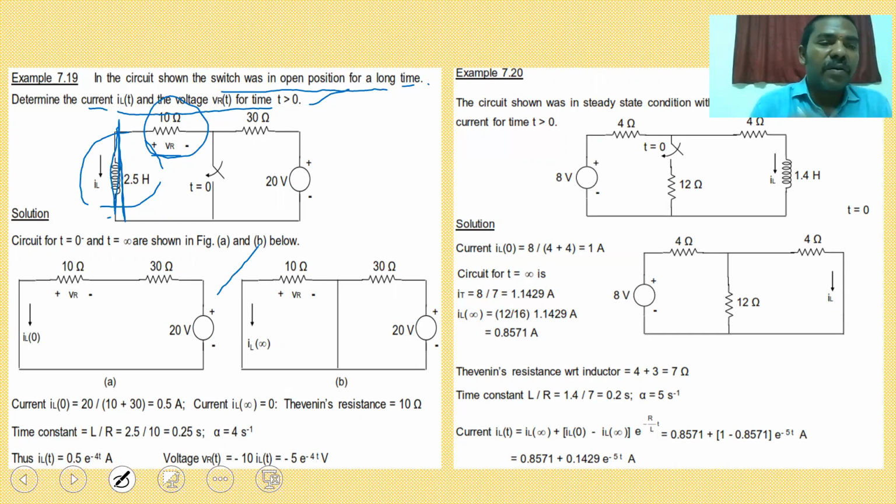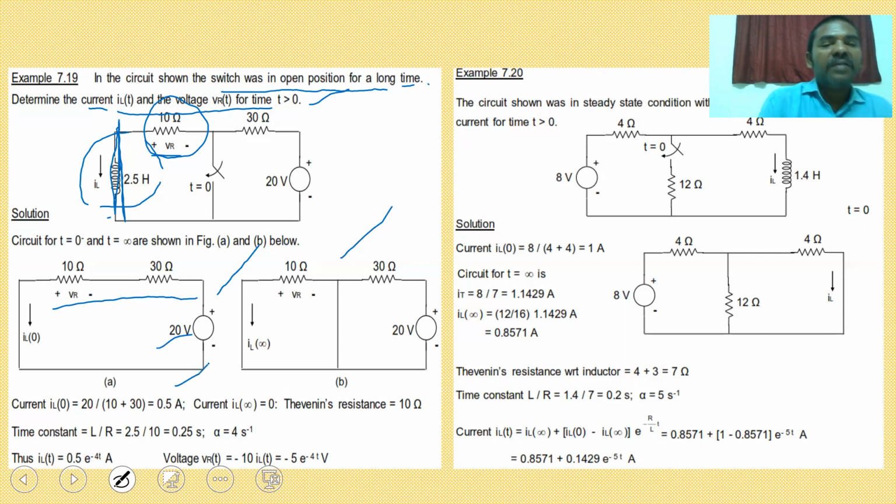Then at t is equal to 0, the switch will be closed. So under that condition, this is the equivalent circuit. Okay. So now the first case, 10 ohms and 30 ohms are connected in series with the applied voltage of 20. So 20 divided by 10 plus 30, you can get 0.5 amperes.